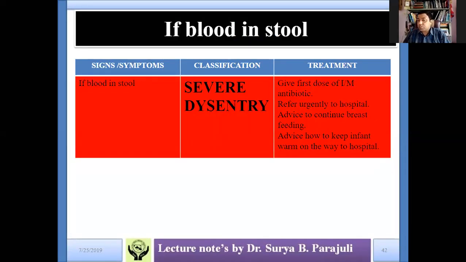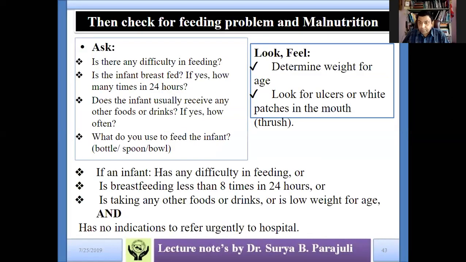Why do we need to ask about blood in stool? Blood in stool or mucus means tentatively we can diagnose severe dysentery. For dysentery, give the first dose of intramuscular antibiotics and refer urgently to hospital. Advise to continue breastfeeding and advise how to keep young infants warm on the way to hospital. These are all about some diagnoses or disorders or symptoms and signs.